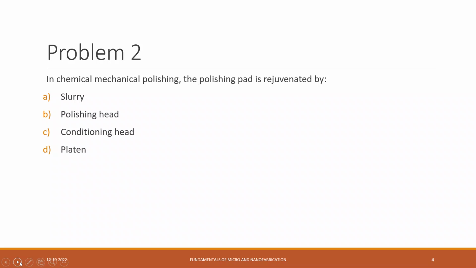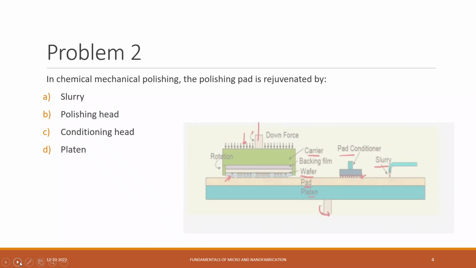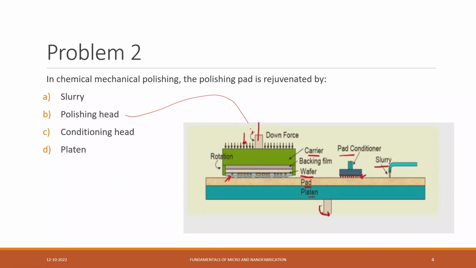We'll go to the answer then. Here we can see the diagram of chemical mechanical polishing equipment, and you can see all the elements here. The polishing head is this one, used to give the force and hold the wafer pinned to the pad. Slurry is this one. You can see slurry, conditioning head, and the platen.